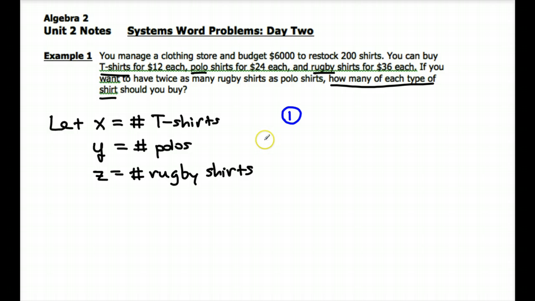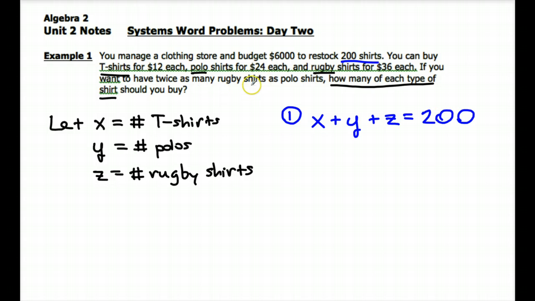In equation number one, I'm going to get from my first sentence, where it says you manage a clothing store and budget $6,000 to restock 200 shirts. So this tells me that I'm going to have a total of 200 shirts. Okay, so if X is my number of t-shirts, Y is my number of polos, and Z is my number of rugby shirts, then that tells me that X plus Y plus Z is equal to 200. Okay, so that's my first equation.